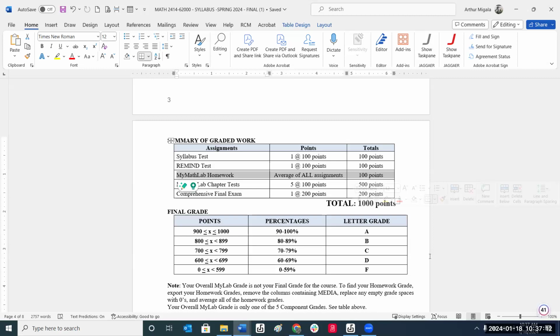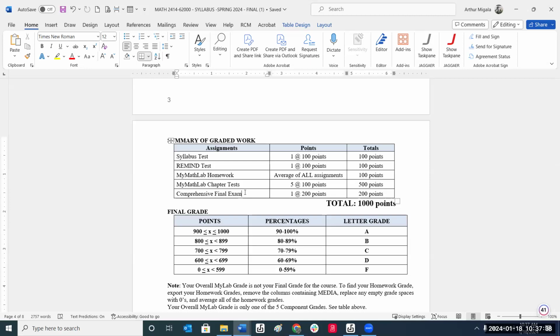So if you want to know what your grade is at that point, add up all the grades that you have. Anything you didn't do, put zeros in there. Divide by how many they are. That's your homework. Then add the number of chapter exams that you have. And then the final exam. I'm going to talk to you guys about this on the comprehensive final.